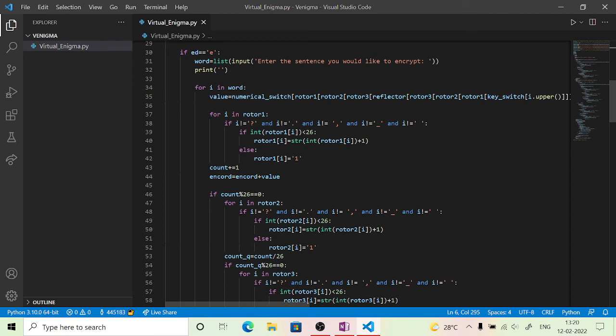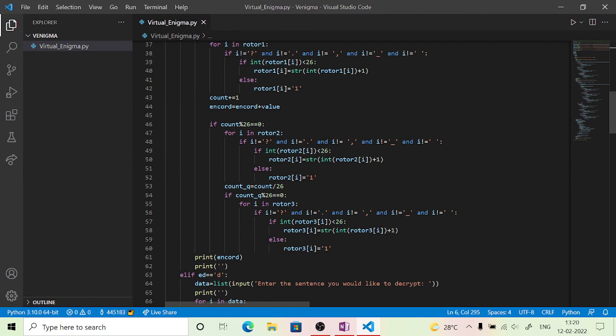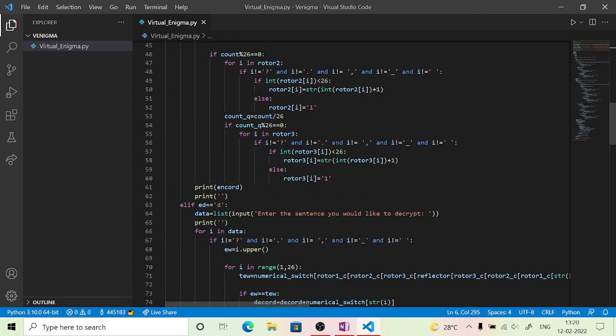So that is why, for such errors not to exist and for the numbers to be in the range of 1 to 26, even after adding 1, we would be checking that it should be lesser than 26. And only if it is lesser than 26, we are going to increment it by 1, or else that thing, the rotor 2 under square brackets I, would be changed to 1. So that again the whole cycle repeats and the whole thing is repeated again and again.